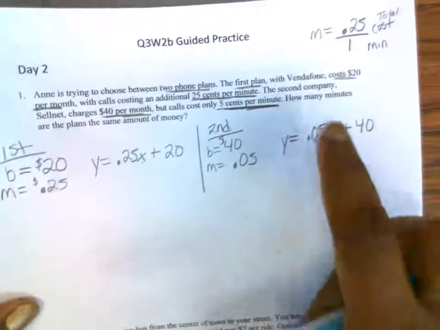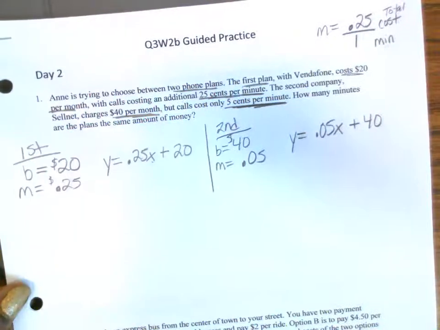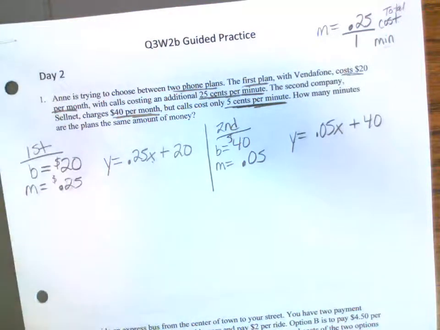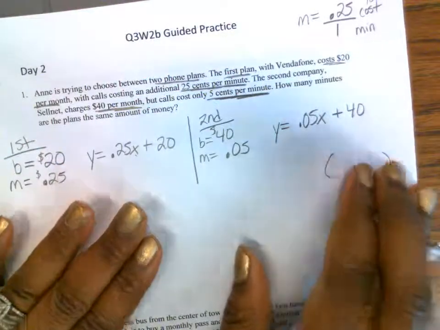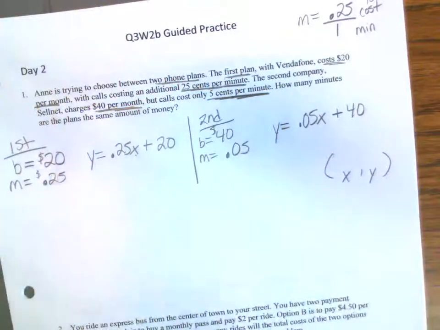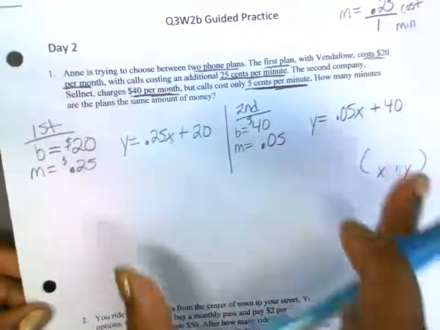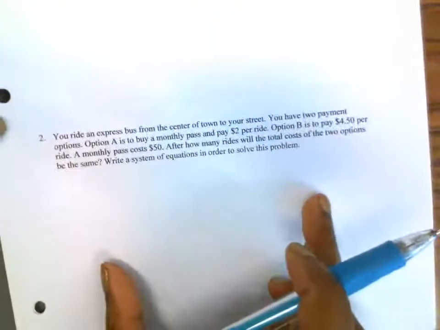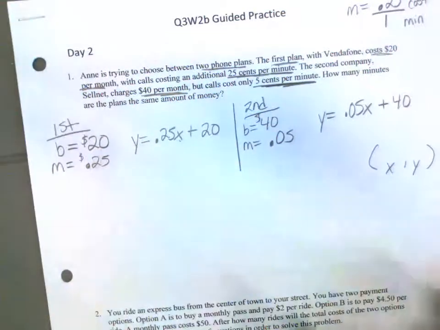What they want us to do is find how many minutes make the plans cost the same. Okay, so they want to know when is it going to be the same amount of money. So where do they cross each other? That is going to be the solution. And remember, I told you we'll solve this part tomorrow because we're going to graph to figure out where they cross. So your task today is to set the second one up in the same way that I set this first one up. Any questions about that?